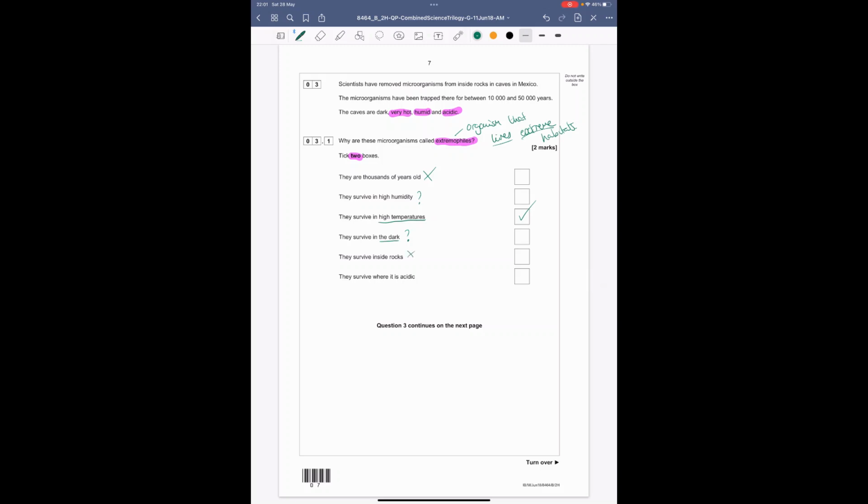They survive where it is acidic. Now, acidic, which one is kind of more extreme? Acidic, or having loads of water, or being in the dark? I would personally go with acidic, because living in an acidic environment, only a very few organisms are adapted to do that. There are many more that live in high amounts of water and inside the dark. So your 2 options would be high temperatures and high acidity.